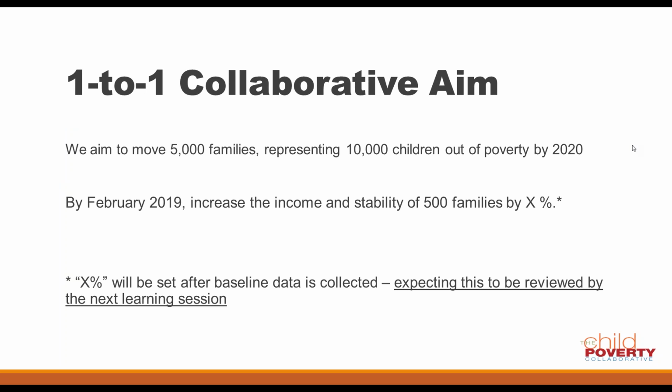You know how I always like to return to our aim statement. We're here because we care about moving children and families out of poverty, and we have a very ambitious aim of moving 10,000 children, 5,000 families out of poverty in about 3 years from now. And in the next 1 year or so, we're looking to move 500 families into a place of greater stability and an increased income.